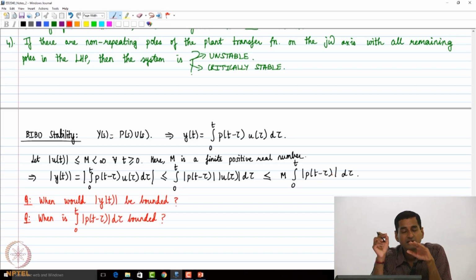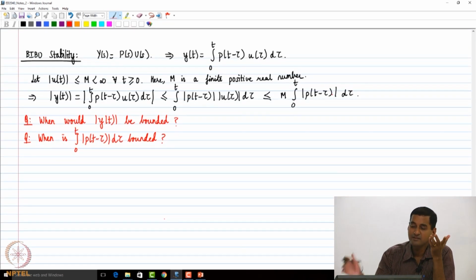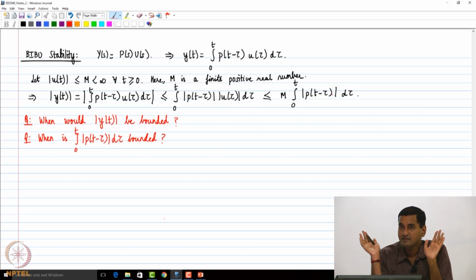When do you think the integral of a non-negative integrand would be bounded? Why am I saying non-negative integrand? Because I am taking the absolute value of p of t minus tau. p of t minus tau can be a real valued function, taking positive or negative values, but once I take the absolute value, it's non-negative. It can be greater than 0 or equal to 0 also. So I am taking the integral of a non-negative integrand. When do you think this integral will be bounded?